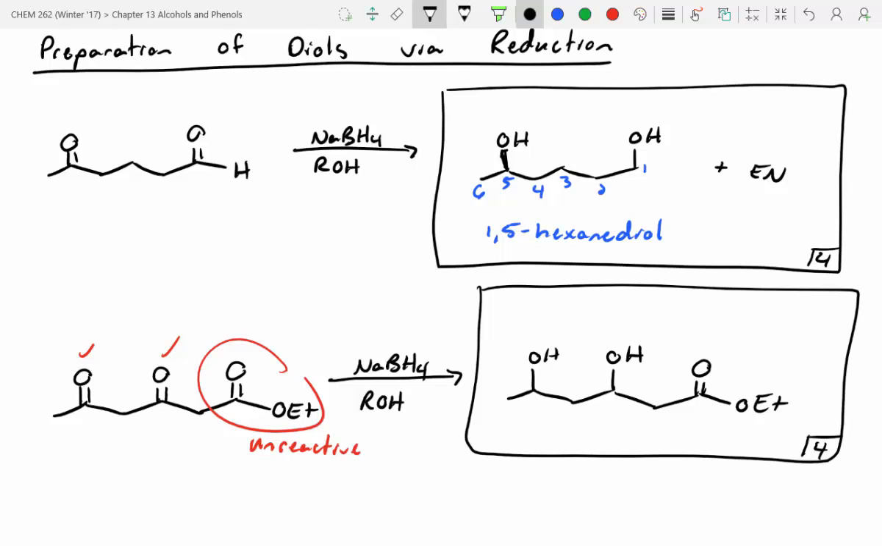Yes, in this one, how many enantiomers do you think we would have? Or how many stereoisomers, I should say? 4, right? Because we've got 2 stereocenters. So in this case, we would get a pretty awful mixture out.